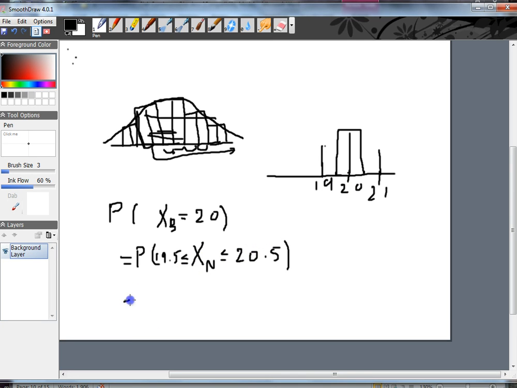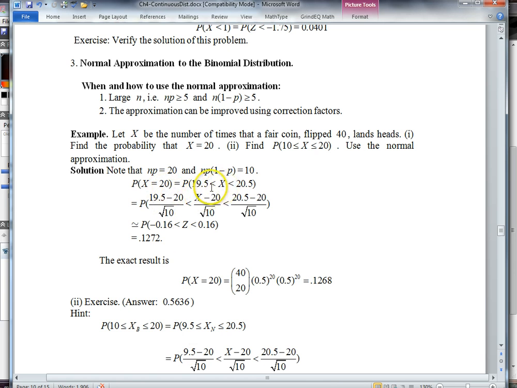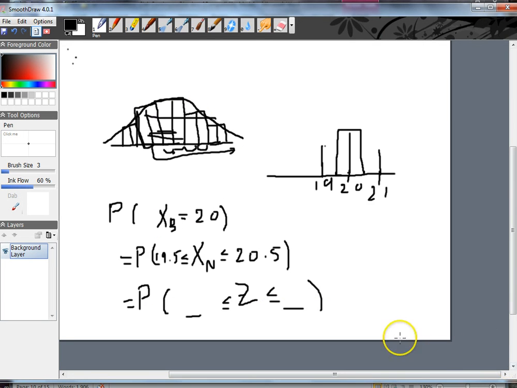And that's it. Now all I want to do is use my normal distribution. I want the z-score of this and the z-score of this. So this would be P of Z between these two values, which come from X between 19.5 and 20.5. To get the z-score of 19.5, I subtract the mean, which is 20, and divide by the standard deviation, which is the square root of 10. Same thing on this side, 20.5 minus 20 over square root of 10. This gives me negative 0.16 and 0.16. And now I go to the z table.